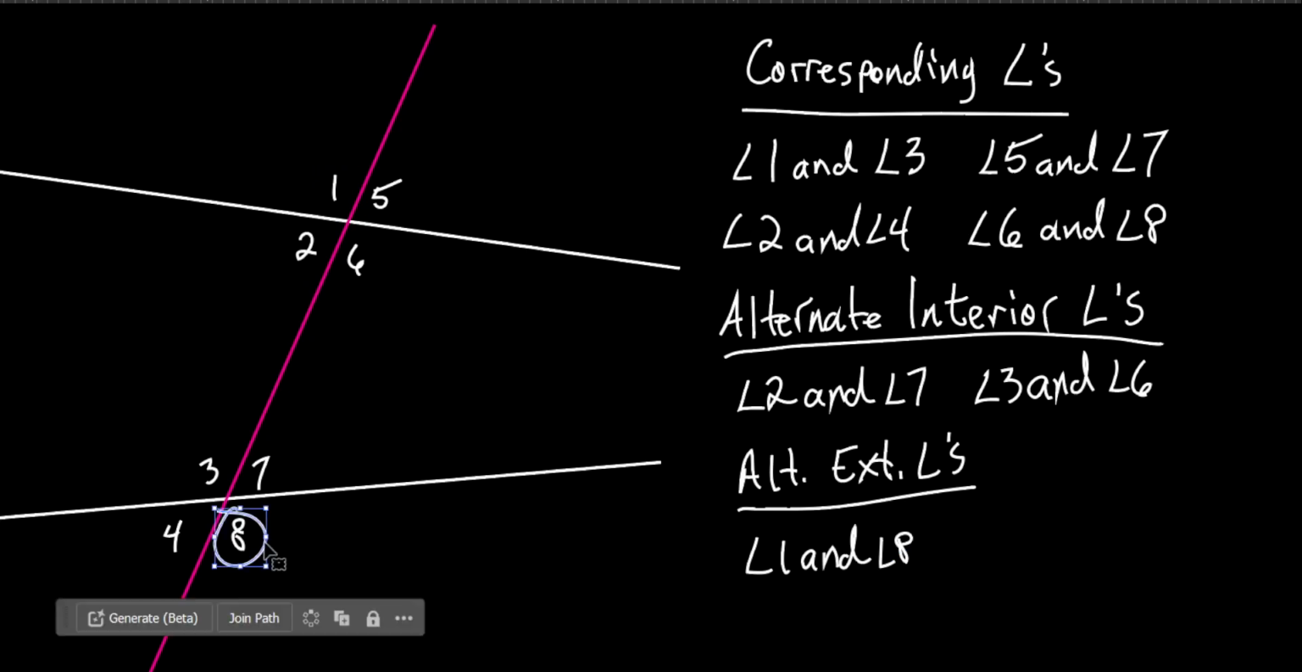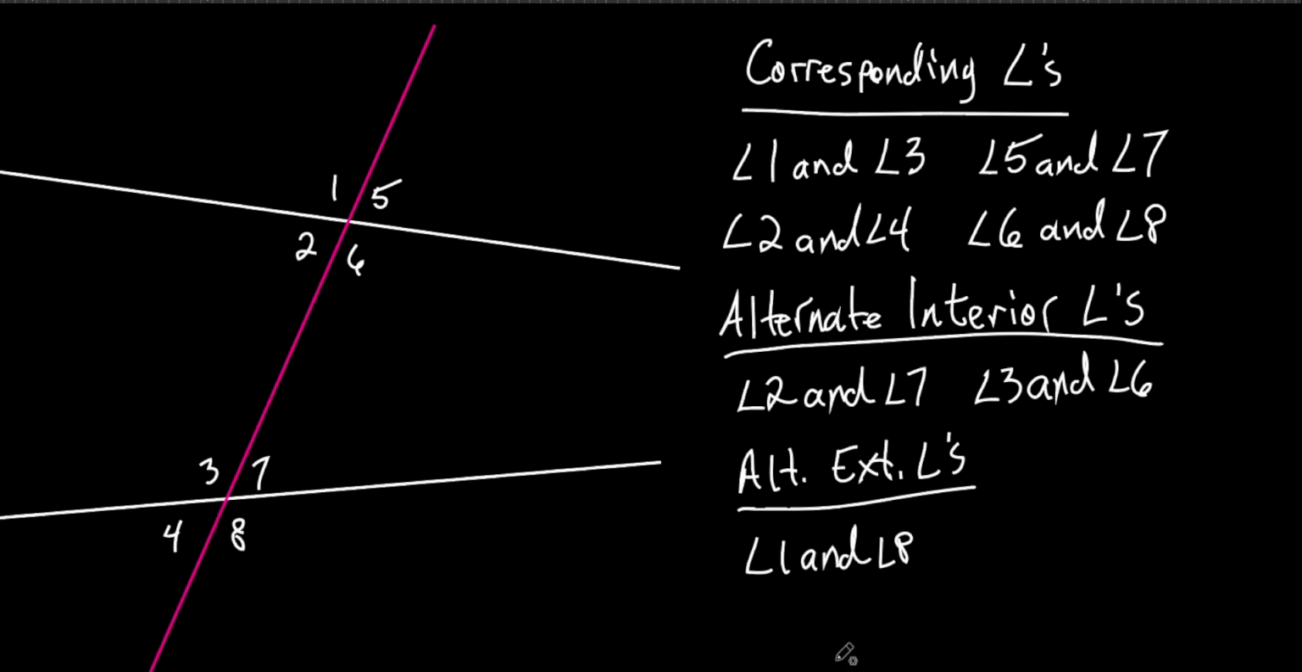If you don't, let me know. Give me another pair. There's only one more. 5 and 4. I'll just put 4 and 5. Is that all right? All right, so they are alternate exterior angles.